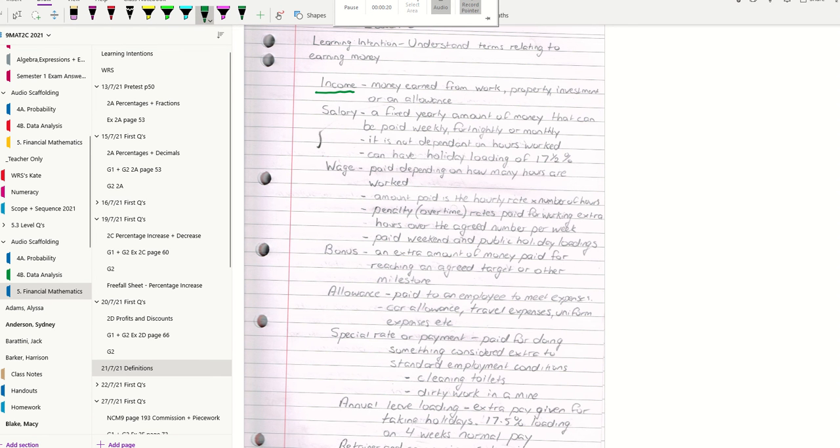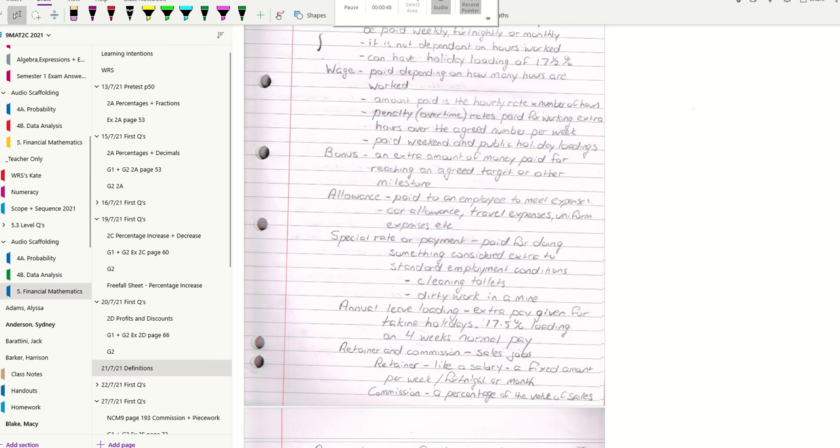Income is the money earned from work, property, investment, or an allowance. It is money that somebody receives, it comes in. And then we have different types of income. A salary is a fixed yearly amount of money that can be paid weekly, fortnightly, or monthly. It is not dependent on the hours worked. It can have holiday loading of 17.5% if it is paid to those people.